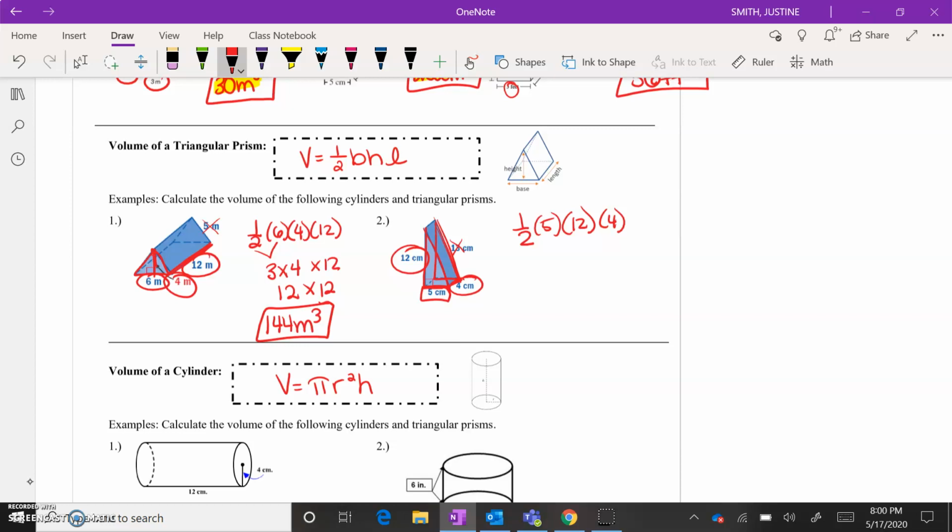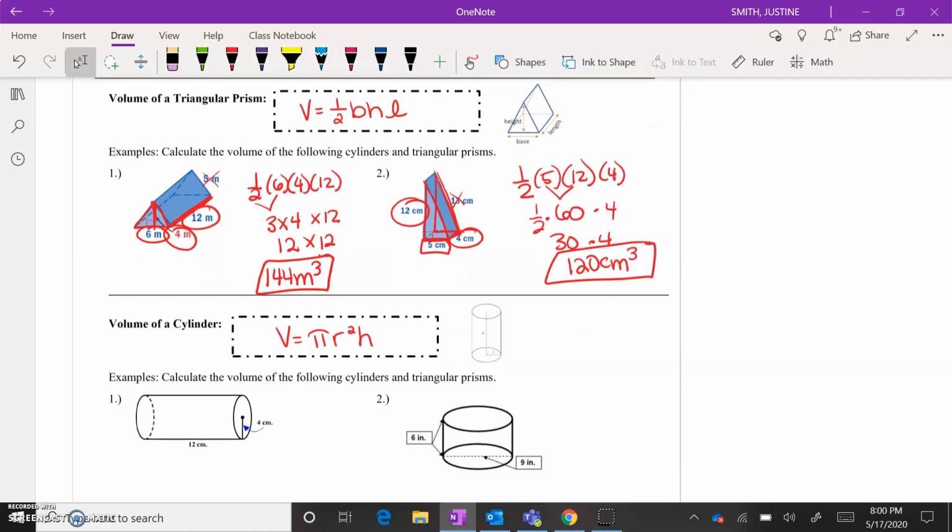When I multiply this, 5 times 12, I know, is 60, and then 1/2 of 60 is 30. Then I'll bring down my 4 and do 30 times 4, which is 120 centimeters cubed. All right, so that would be for triangular prisms.